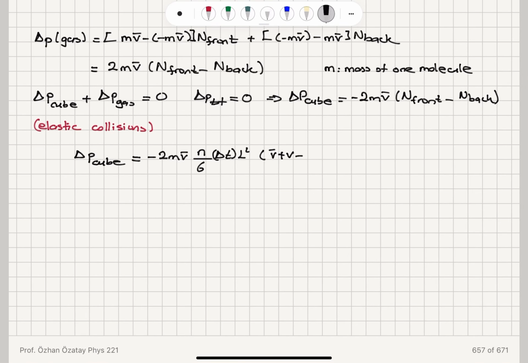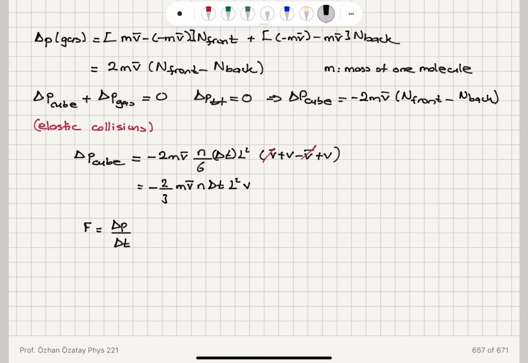Here I have V bar minus V factor. So V bars will cancel and I will find minus 2/3, 2 over 3, m v bar and delta t L square multiplied by V, the speed of the spacecraft. Now the force exerted on the cube, the retarding force, is delta P divided by delta T.